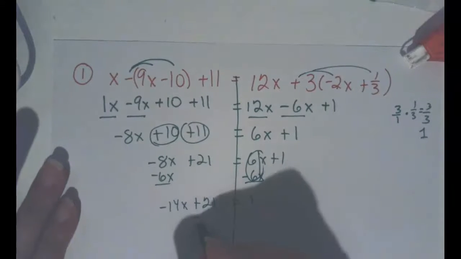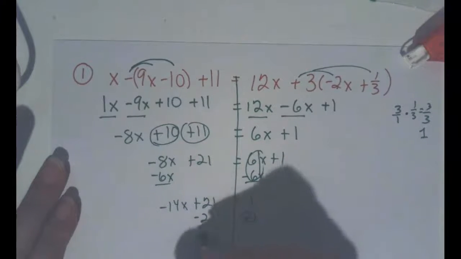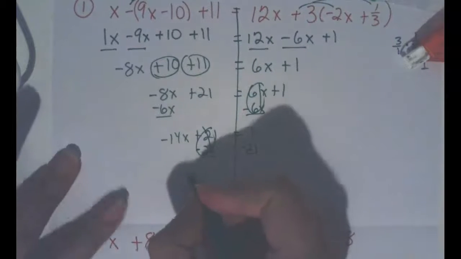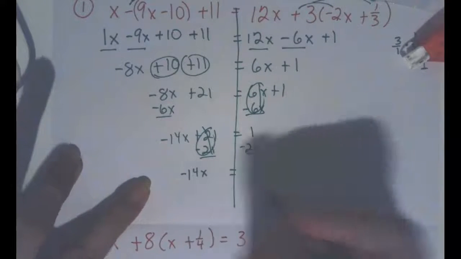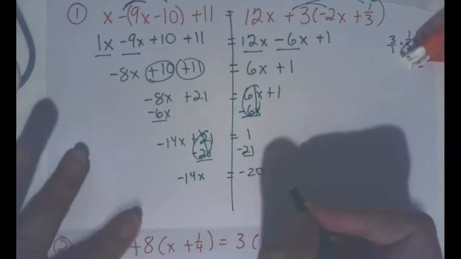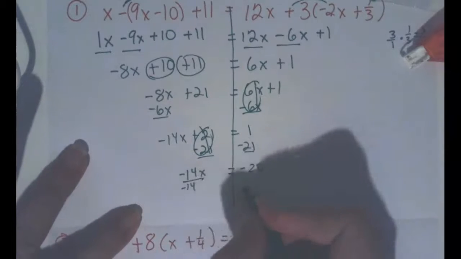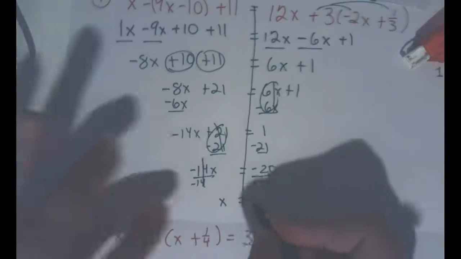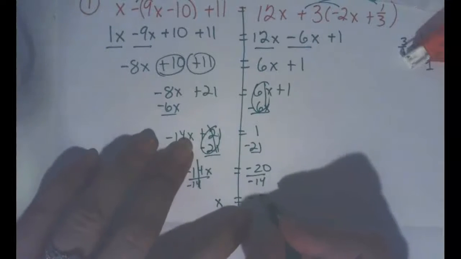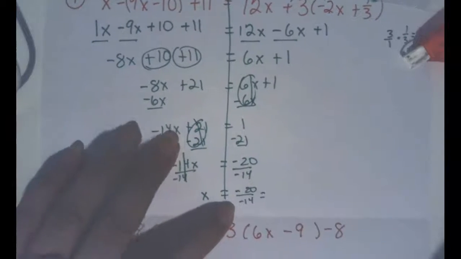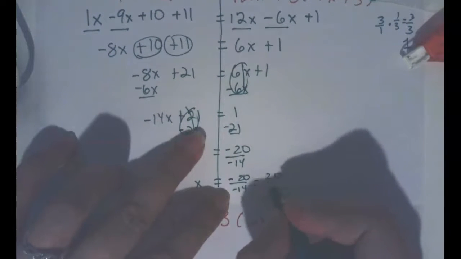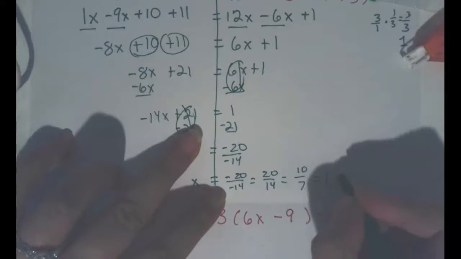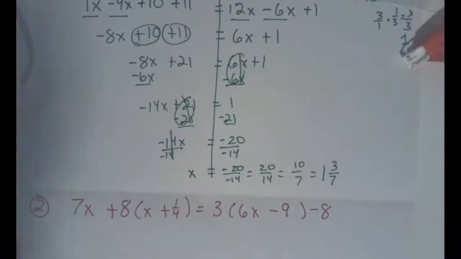I'm going to subtract 21 from each side, keeping that equation balanced. And I get negative 14x equals negative 20. Divide each side by negative 14. And x equals negative 20 over negative 14, which is 20 over 14, which is 10 over 7, which is 1 with 3 left over out of 7.